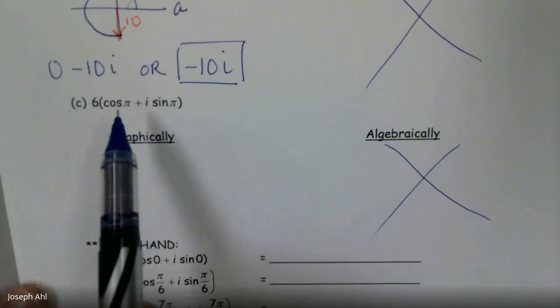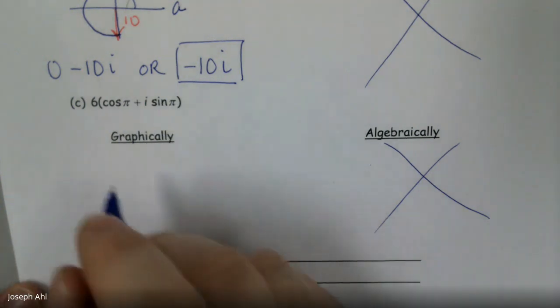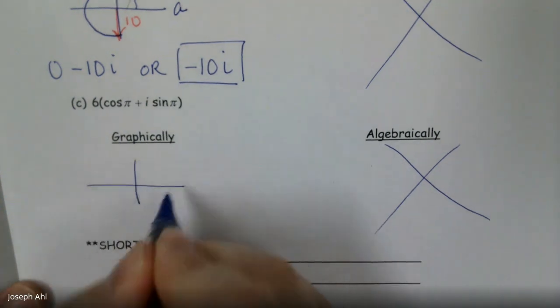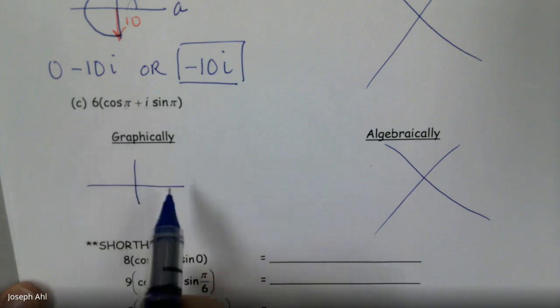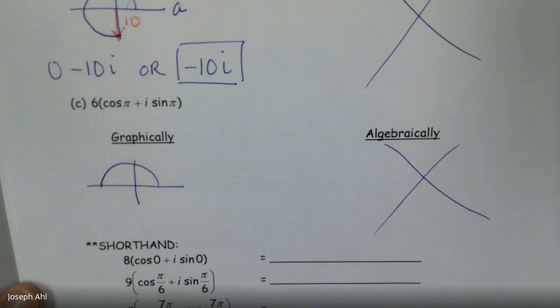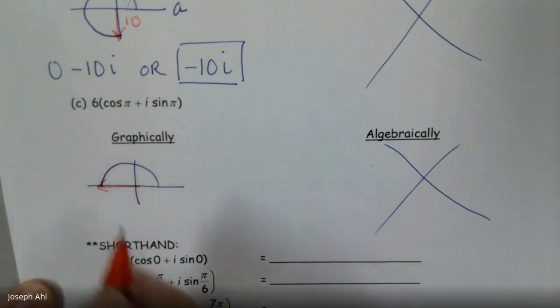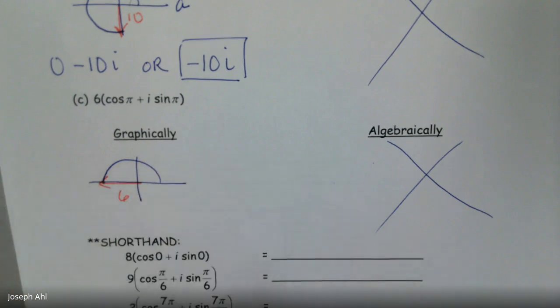Let's do the last one graphically too, because I hope you remember what pi is if you were to sketch it. 6 cos pi plus i sine pi. Okay, pi is an angle that actually is equivalent to 180, so it's halfway around. So here's the sketch of the angle. 6 is the distance that we are away from the origin. So if I draw a vector going straight to the left, this distance is 6.